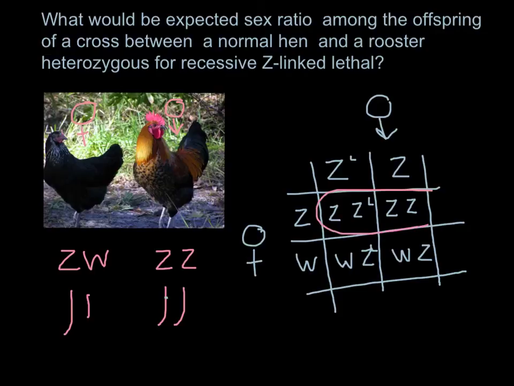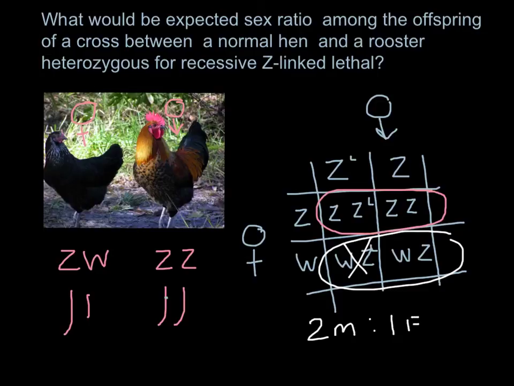So our sex ratio would be as you see here, two males and two females, but one wouldn't be able to survive, so the sex ratio would be 2 males to 1 female.